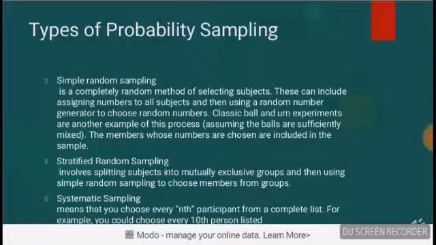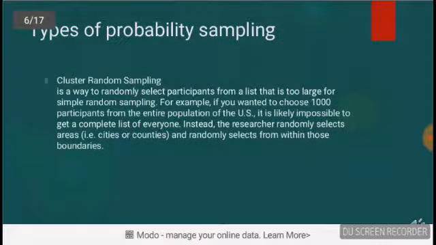Stratified random sampling involves splitting subjects into mutually exclusive groups and then using simple random sampling to choose members from the groups. Systematic sampling means that you choose every nth participant from a complete list. For example, you could choose every 10th person listed.